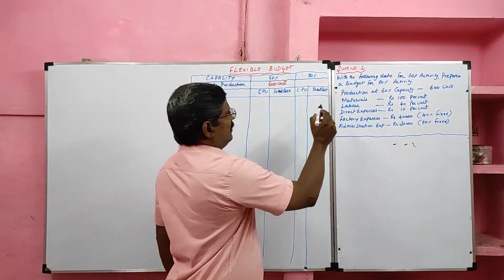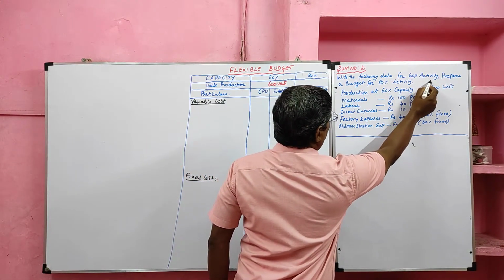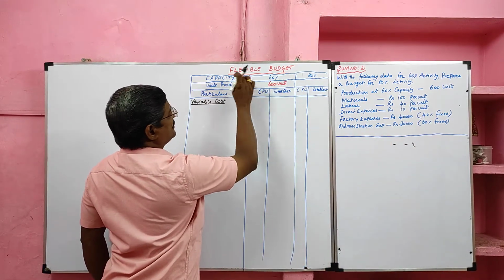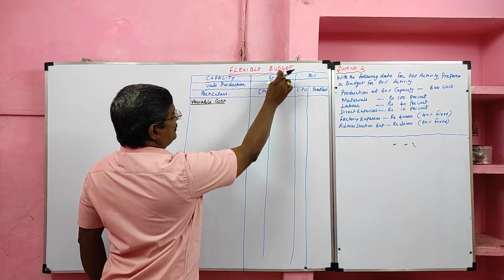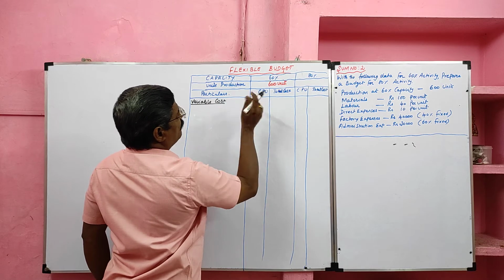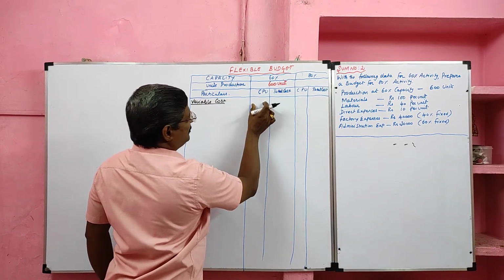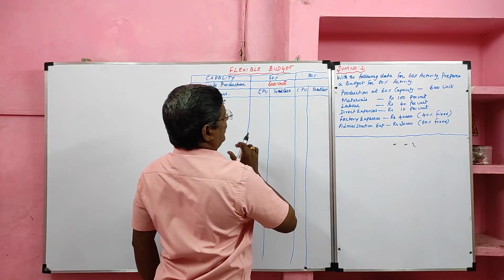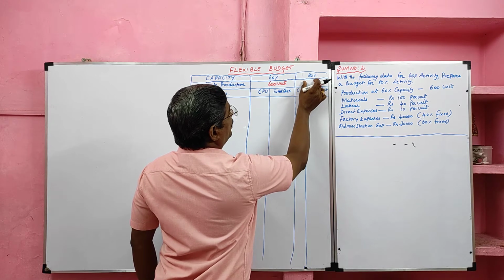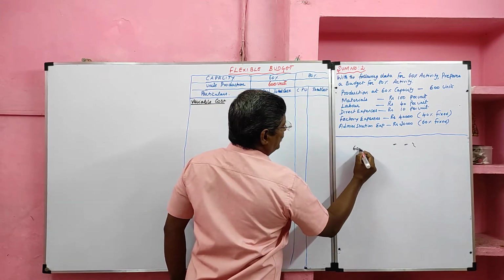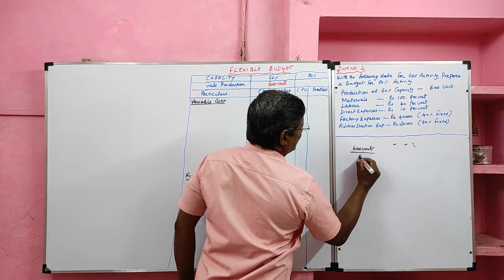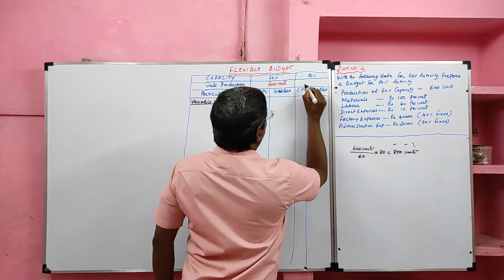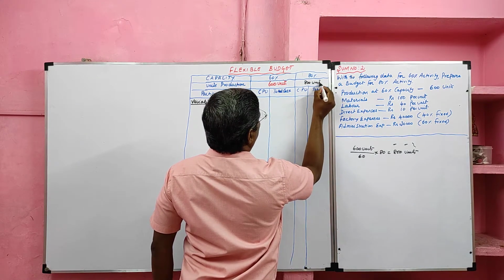With the following data for 60% activity, prepare a budget for 80% activity. At 60% capacity, they produced 600 units. For that, we have to draw two columns, namely cost per unit and total cost. We are going to prepare a flexible budget for 80% activity. First we have to calculate units of production. 600 units at 60% capacity, so at 80% they will produce 800 units.